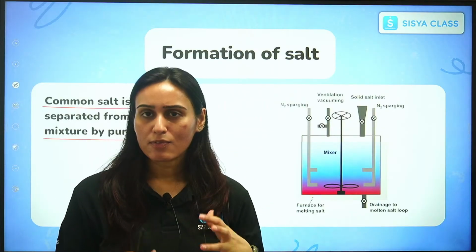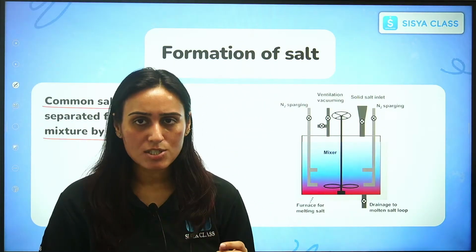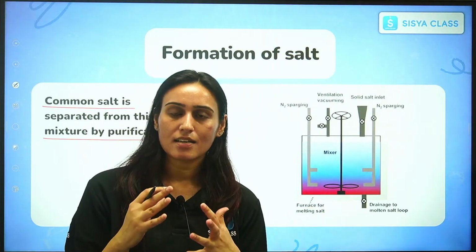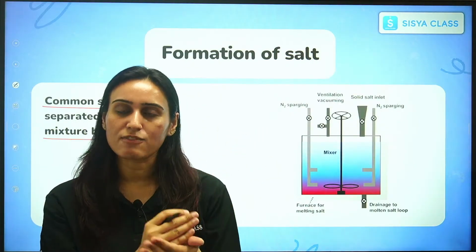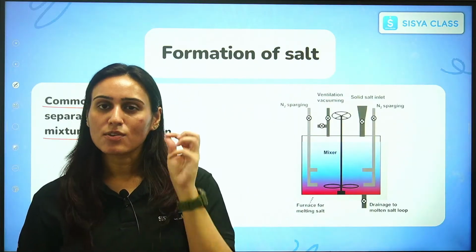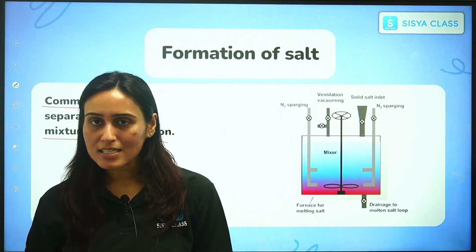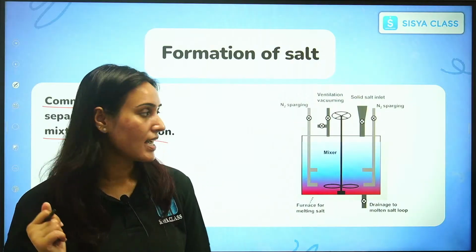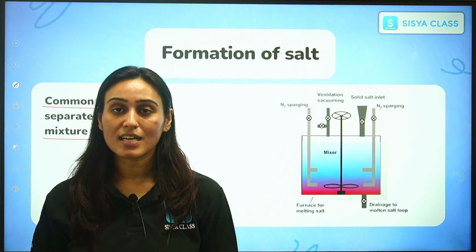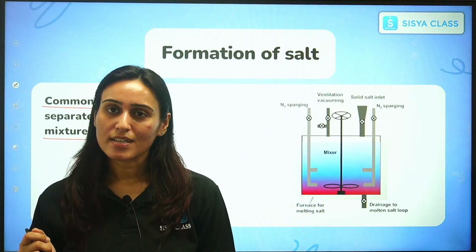Next method by which you can separate a solid mixture, we have learned about sieving, right? In sieving, the heavier particles will be left behind on the sieve, and your lighter particles will come down through the small holes in the sieve. And finally, we have learned about evaporation, by which we can separate out the salt from the seawater, right everyone?